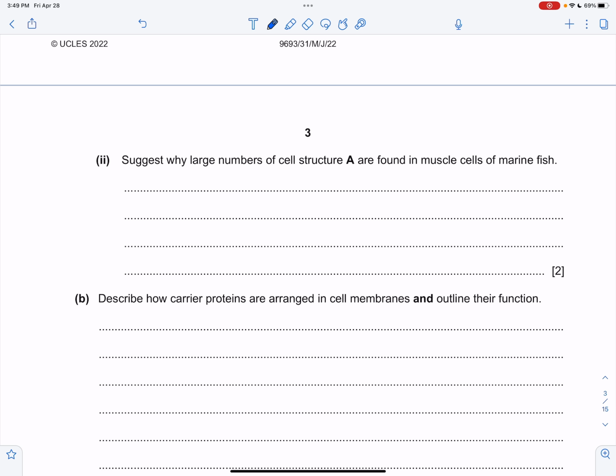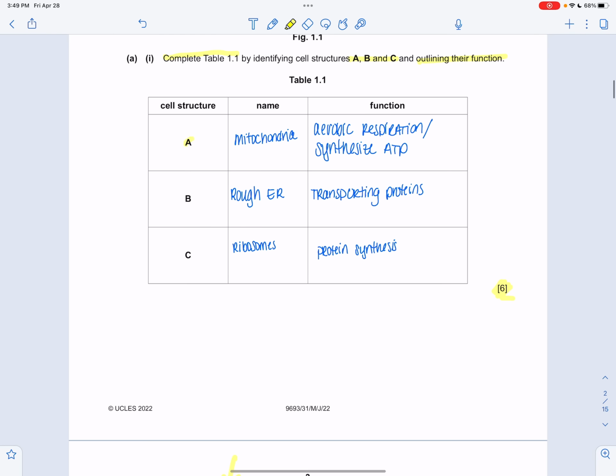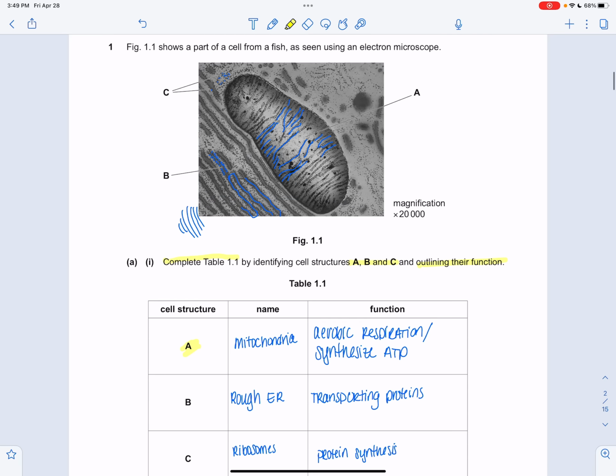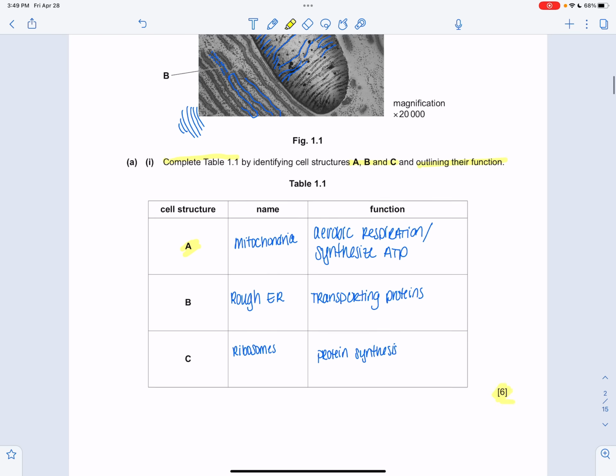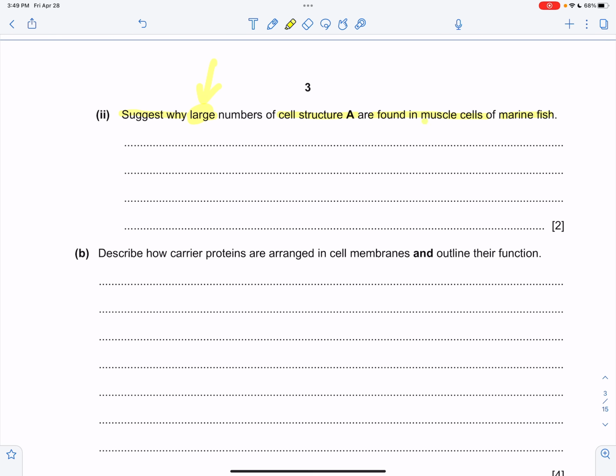Okay, next question. Suggest why a large number of cell structure A are found in muscle cells of marine fish. Again, cell structure A is the mitochondria. And so the mitochondria is the area of aerobic respiration so that you can have ATP. And so they're linking it to muscle cells. Well, muscle cells are going to need a lot of ATP.